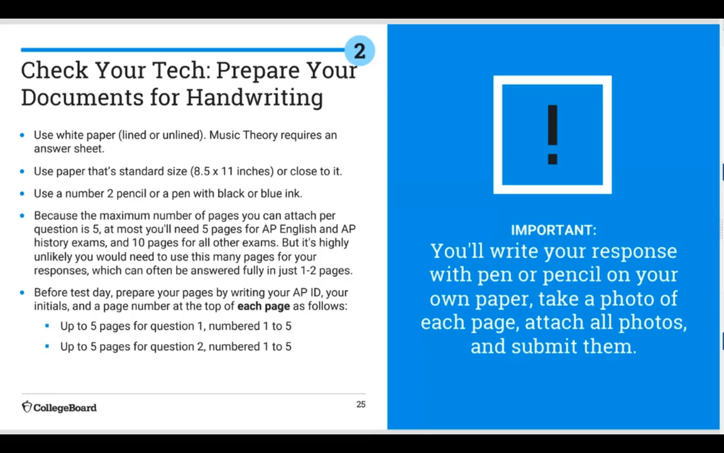Make sure that again, you upload all of your pictures. It looks like they're letting you put more than one, so they must have changed this. And then prepare your pages by writing your AP ID and your initials at the top of each page. So, for example, page 1, AP ID, name. Page 2, AP ID, name. Page 3, AP ID, name. Say you only use 2 pictures and you prepared 5 pages, whatever. You know, at least you've got all your pages labeled and ready to go. So when the graders grade it, they know what's your first, second, and third page.